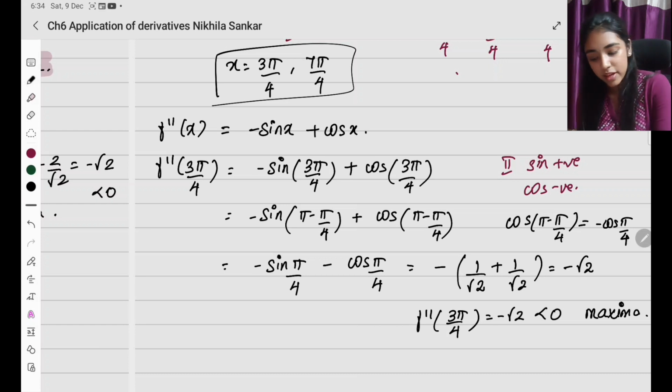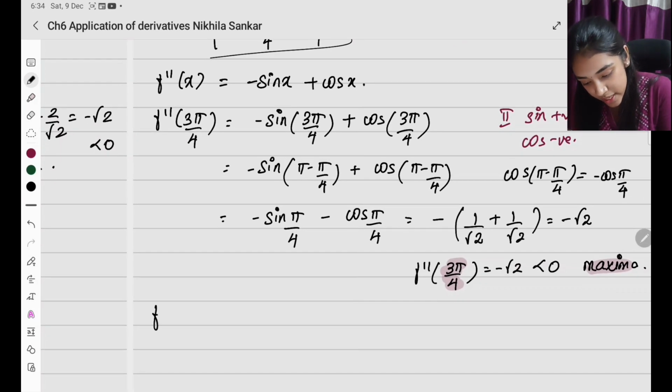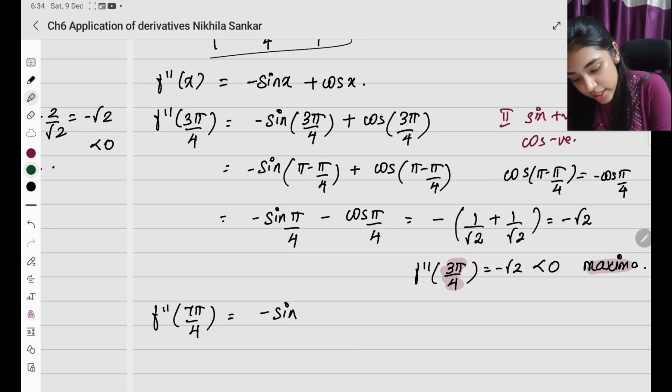Okay, so the maximum value is going to be at 3 pi by 4 and you have to find out what the value is. Now check the minimum value. So I have f double dash of 7 pi by 4. When I substitute that, minus sign, I'm substituting it here. I'm checking the second derivative to find the maximum and minimum value.